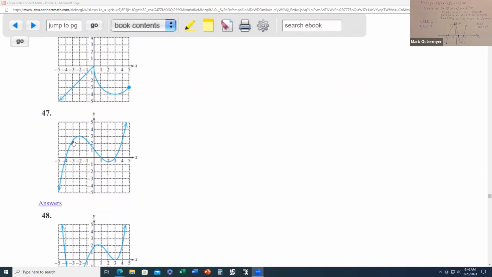So I have a question for you. Number 47. What would be the minimum degree for this polynomial that has this graph? 3. And one way you get 3 is the fact that it has 3 zeros. Do you agree? 3 x-intercepts, 3 zeros. Yeah, the minimum degree looks like 3. It's an odd degree polynomial.